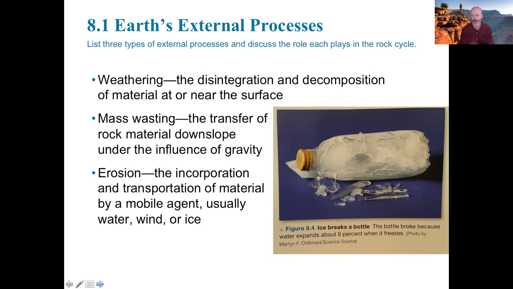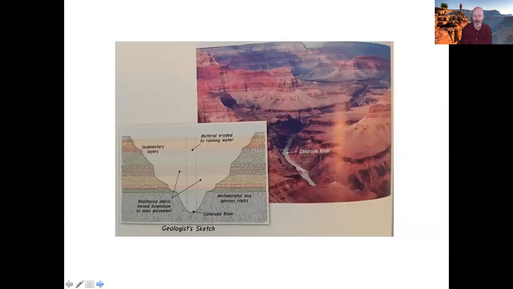Erosion is something else doing something, like wind, the sort of wind blowing the sand dunes along, water. That's what's caused the Grand Canyon here, and ice. Ice is one of the things that we don't tend to think of as being an eroding process, but it is actually an agent in erosion processes.